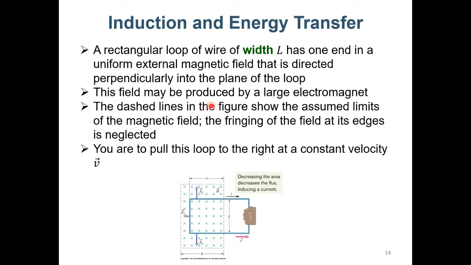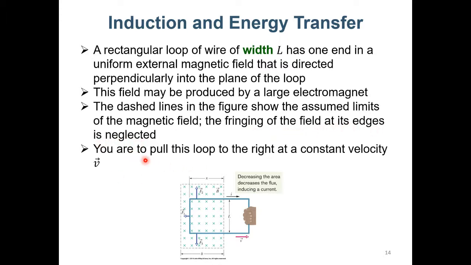This field may be produced by a large electromagnet. The dashed line in the figure shows the assumed limit of the magnetic field. So there is something like a boundary. Inside this area, there is a uniform B field, and outside the loop there is nothing. So the fringing of the field at its edge is neglected.